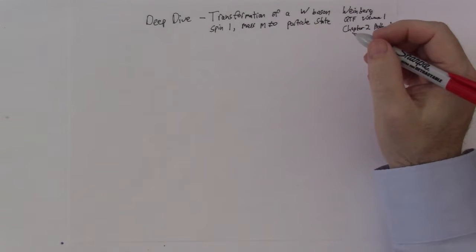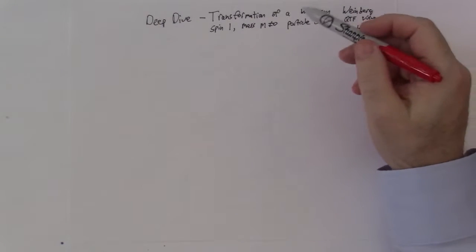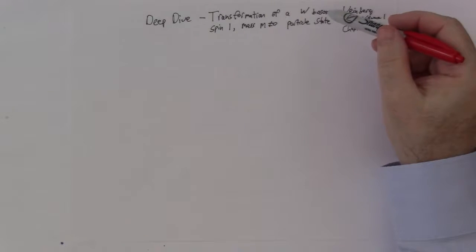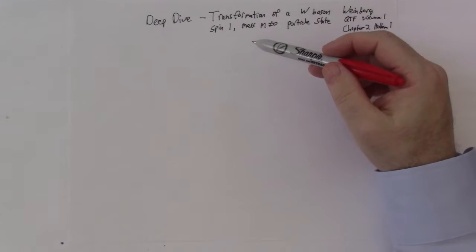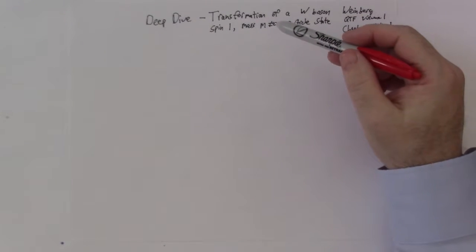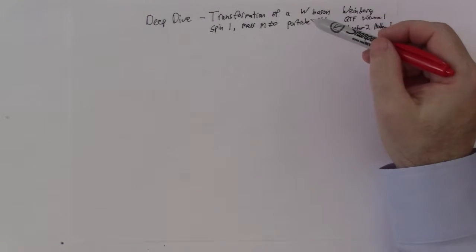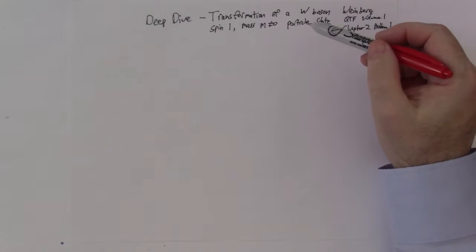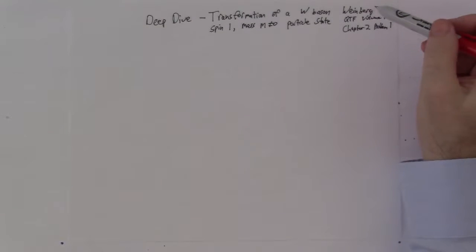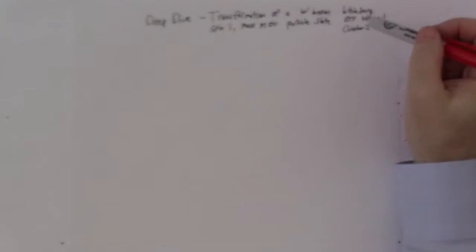In this deep dive, I want to talk about the transformation of a W boson, which is a spin 1 particle of mass m, non-zero mass. We're going to talk about a single particle state and see how it transforms under Lorentz transformations. This problem is problem 1 in chapter 2 of Weinberg's first volume of his 3-volume treatise on quantum field theory.